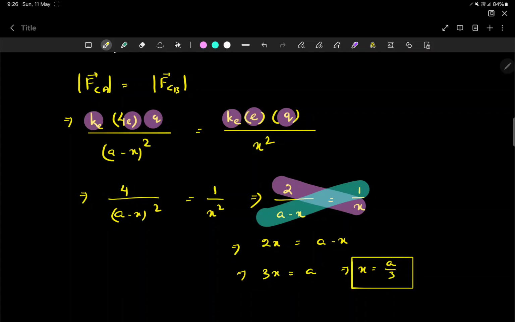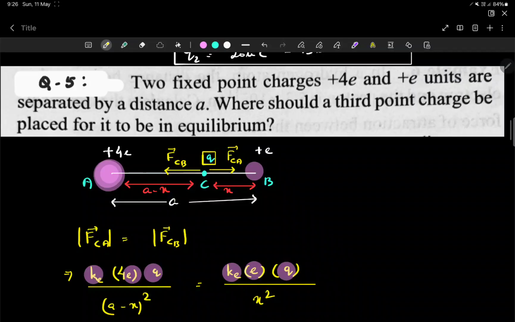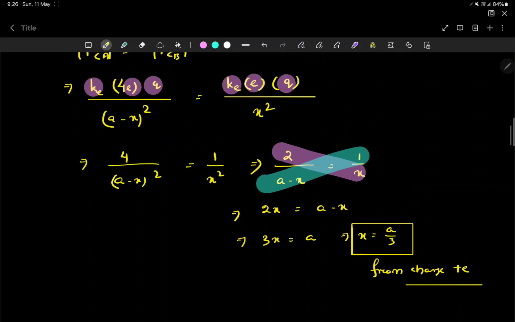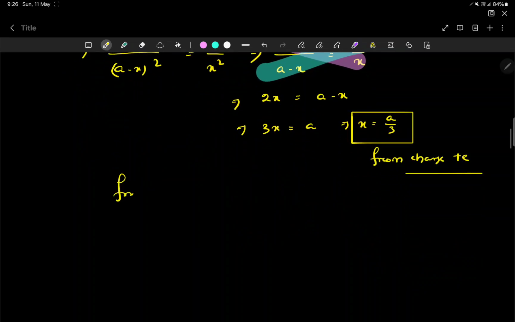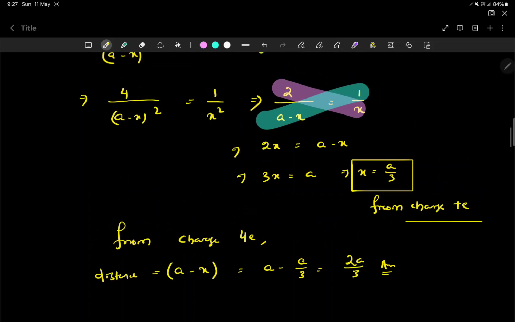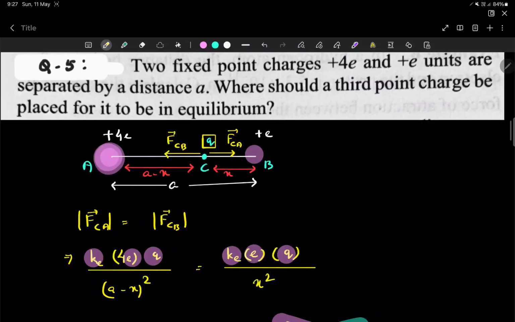Okay, so this is the distance. The distance x is from the plus e charge. Okay, this is the answer. So from charge 4e, the distance will be a minus x, that is a minus a by 3, that is 2a by 3. Yes, I hope this question is clear to all of you. This is about question number 5. Then next, come to question number 6.